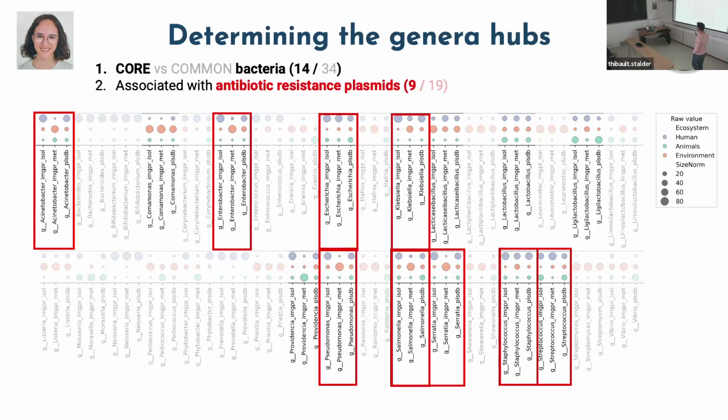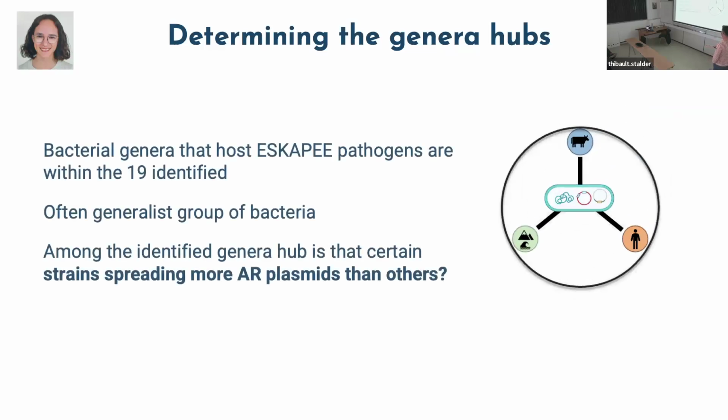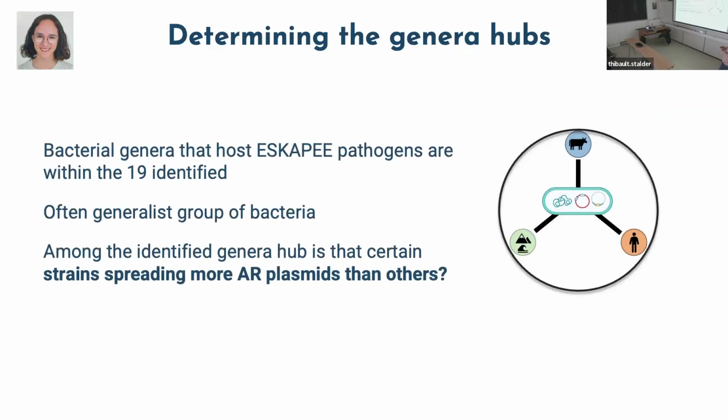And so what we found: Acinetobacter, Enterobacter, Escherichia, Klebsiella, Pseudomonas, Salmonella, Serratia, Staphylococcus, and Streptococcus as genera that are often very associated with resistant plasmids across the animal, environmental, and human settings. What is interesting is that those genera are all hosting ESKAPE pathogens, which are often a generalized group of bacteria that can live in multiple different environments. And so that suggests that maybe those ESKAPE pathogens play an important role in the spread of AMR across the human, environmental, animal continuum.